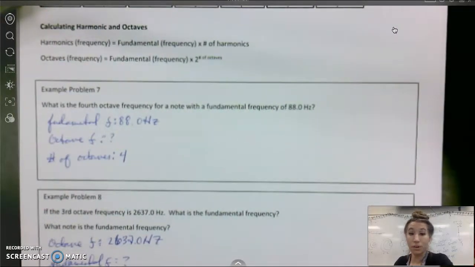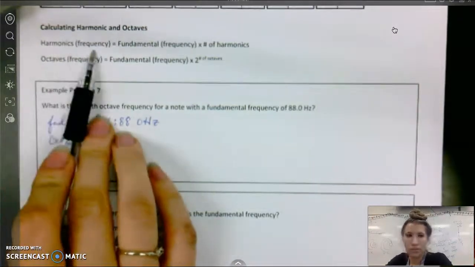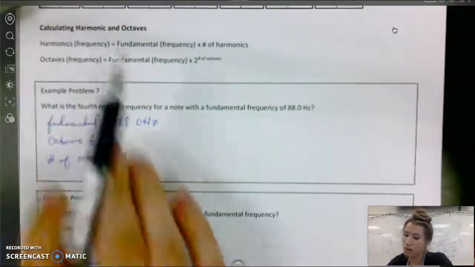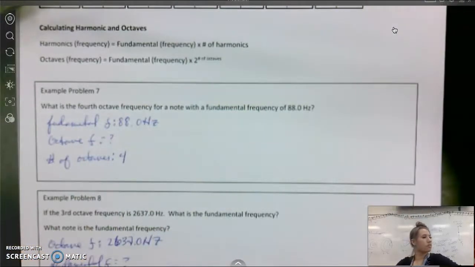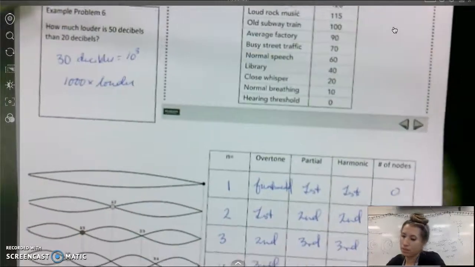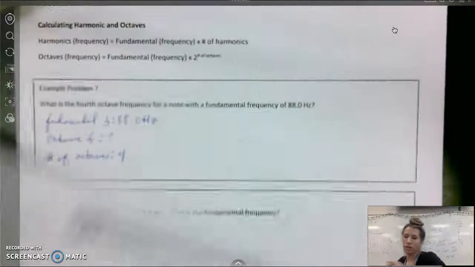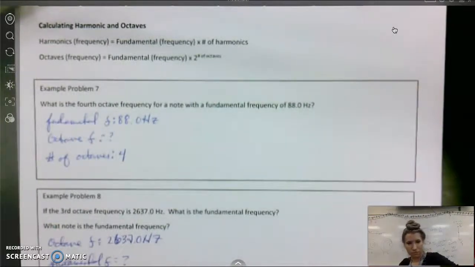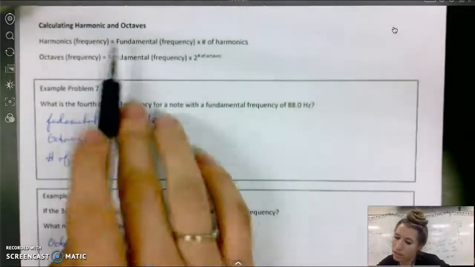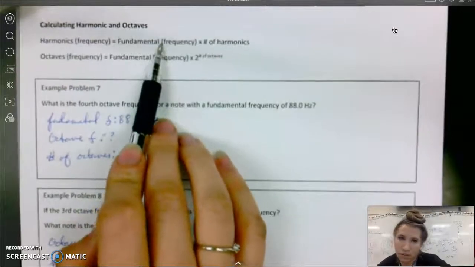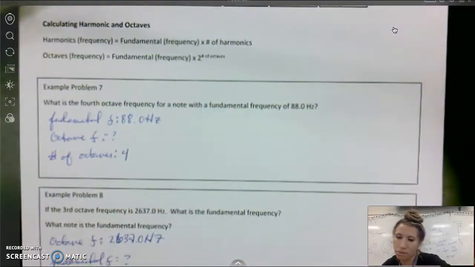All right, two equations to be familiar with. Harmonic frequency, if we want to figure out the frequency of a harmonic compared to a fundamental, we're going to take the frequency of the fundamental and multiply it by the number of the harmonic. So that one's pretty simple.